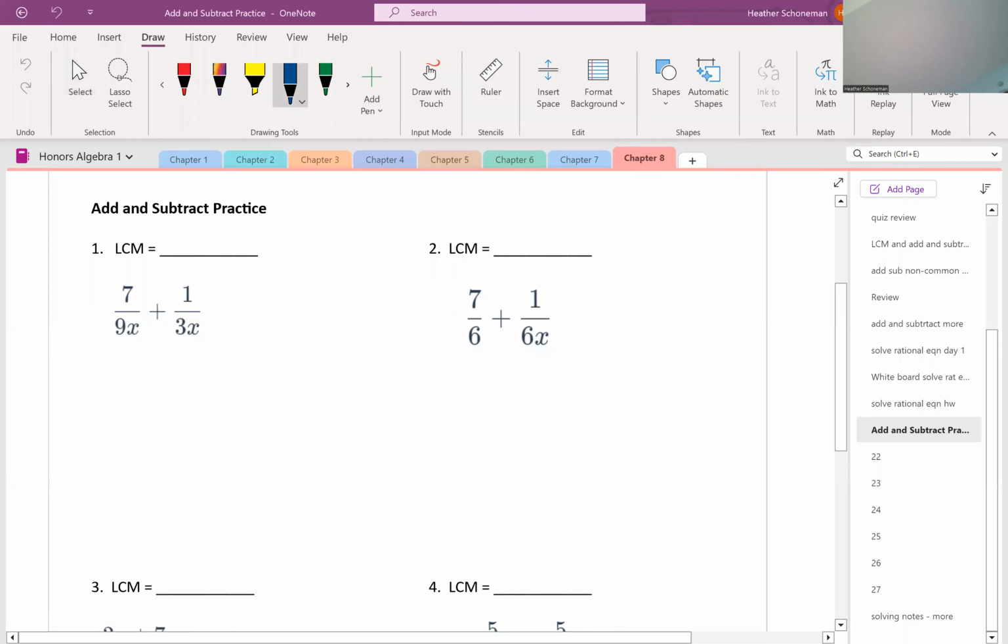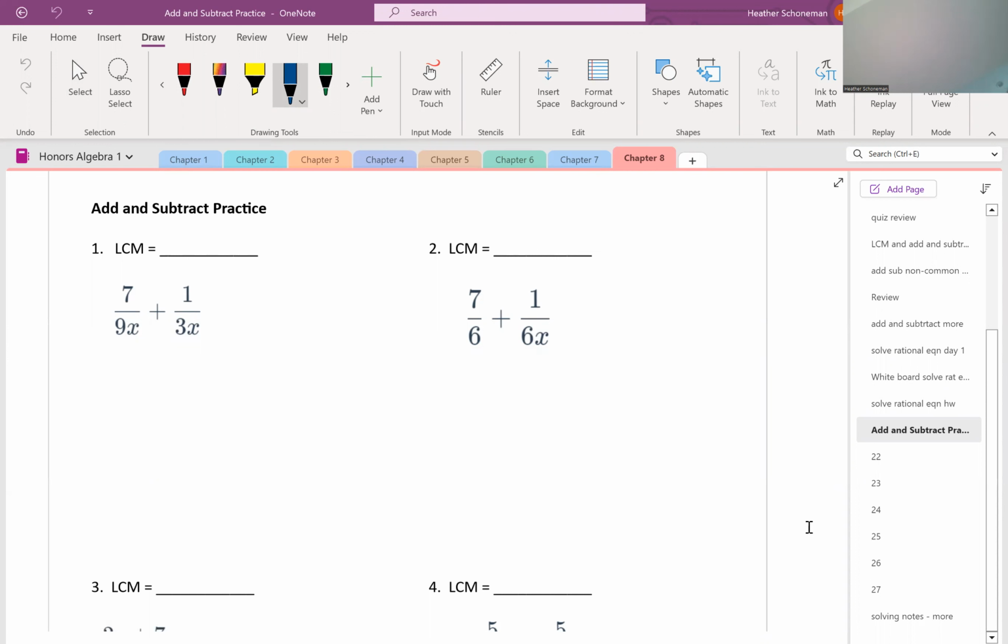Okay, this video is to review adding and subtracting, which we've definitely done before, but I want to go back and revisit it so you can compare it to solving. With solving, you're trying to get rid of the fractions. With adding and subtracting, you're trying to make the denominators match. You're keeping the fractions. So there are a lot of similarities, but they definitely are different.